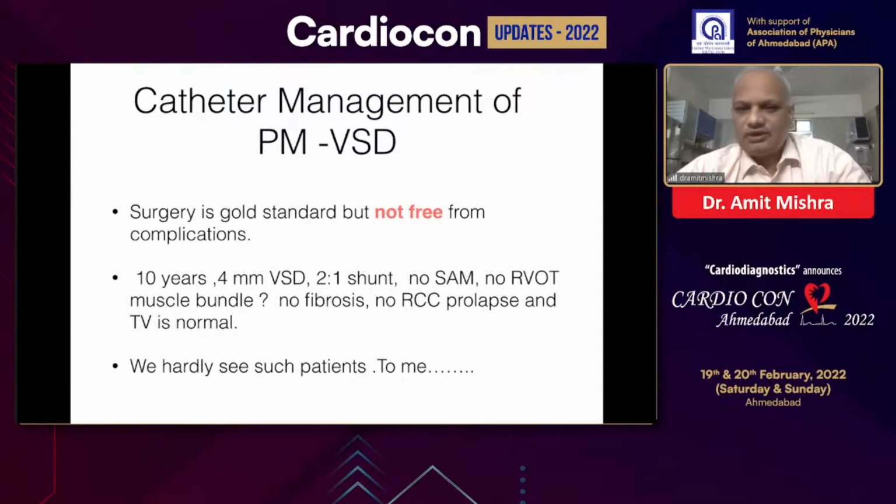We have absolutely no harm. Like in this patient, a 10-year-old girl, 4 millimeter VSD, 2:1 shunt, no subaortic membrane, no right ventricular outflow tract obstruction. I think that in a 10-year-old girl with a restrictive VSD for so many years, there must be some fibrosis in the right ventricular outflow tract. There is a possibility that the right coronary cusp is prolapsing, and maybe the tricuspid valve is obstructing the VSD.